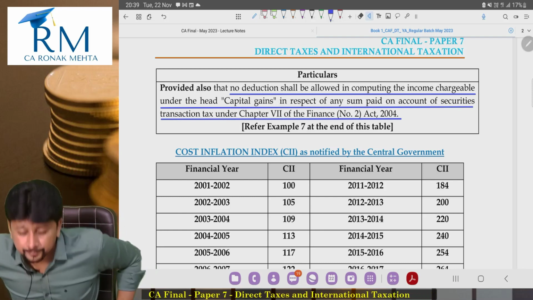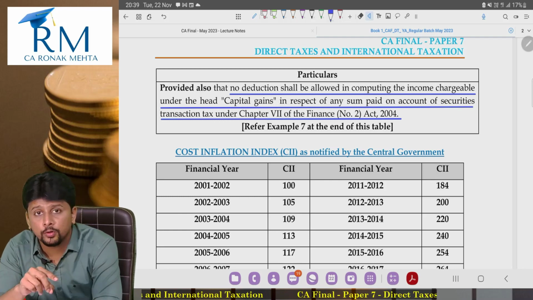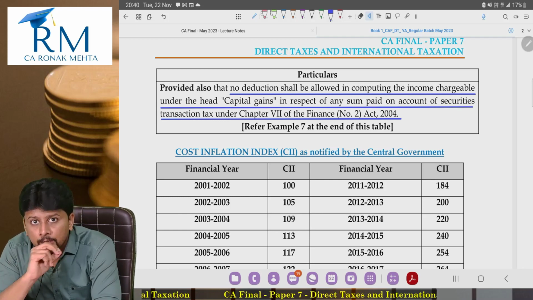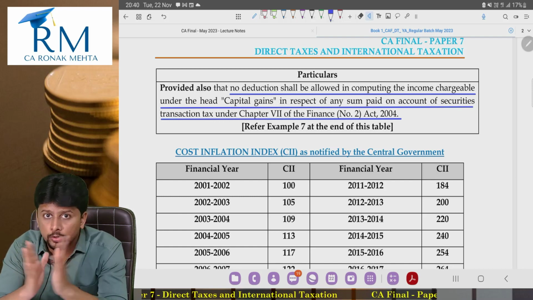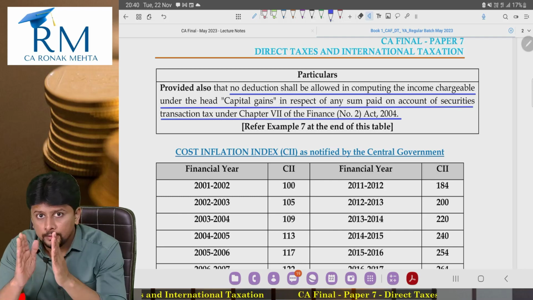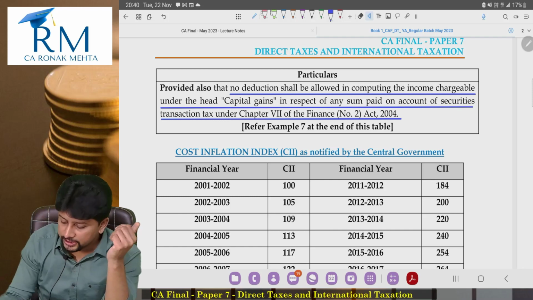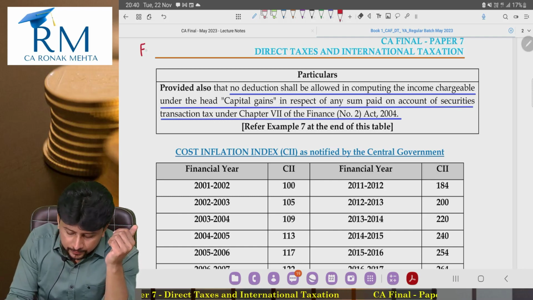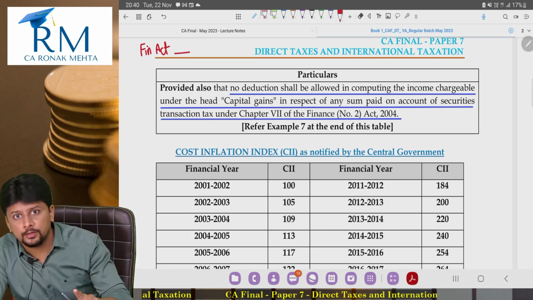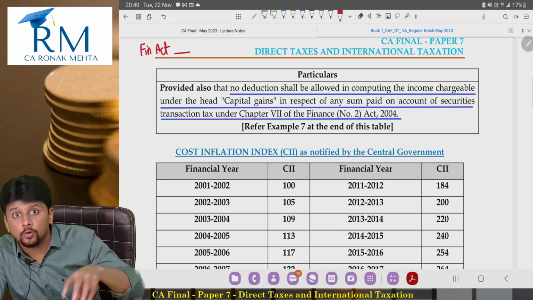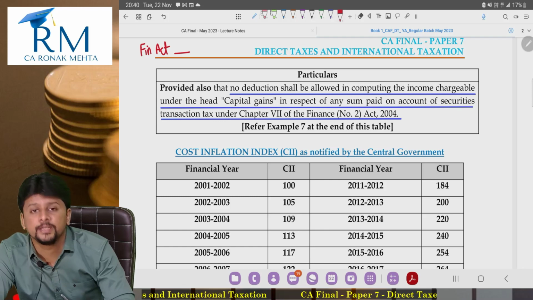2004. In the 2004 budget, STT was introduced, and 2004 was the year of elections. So in an election year, there will always be two budgets. Now I don't know if you know this. The ruling party before the election in the month of February will come out with a budget. They will call that the Finance Act, whichever year it is. 2004 was the year in which elections happened and Congress won. From 2004 to 2014, for 10 years, Dr. Manmohan Singh was our Prime Minister.